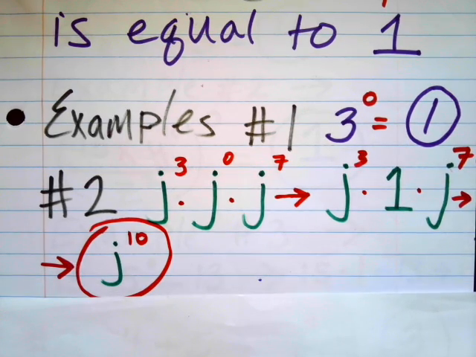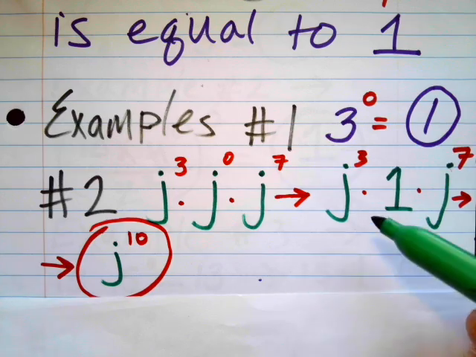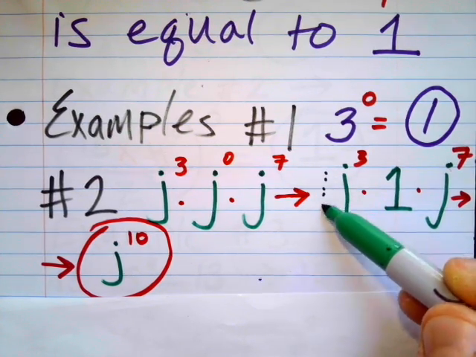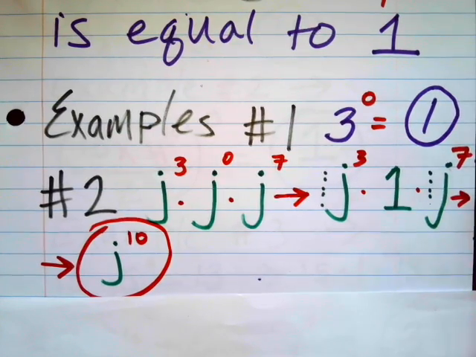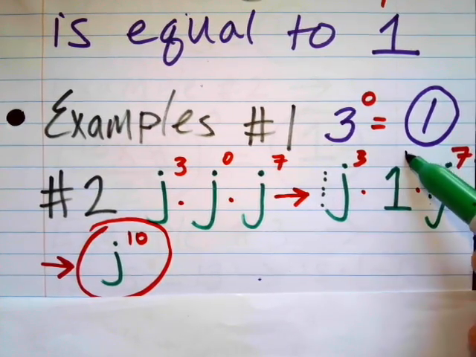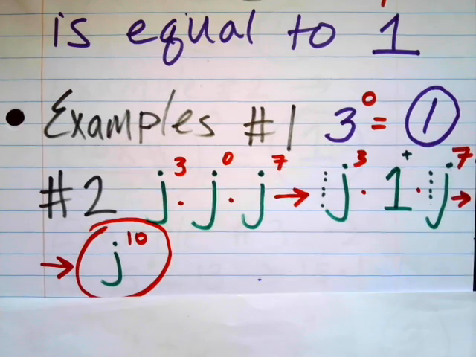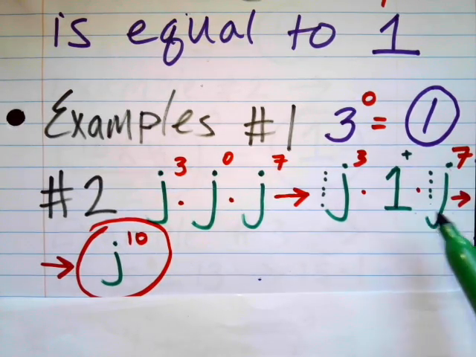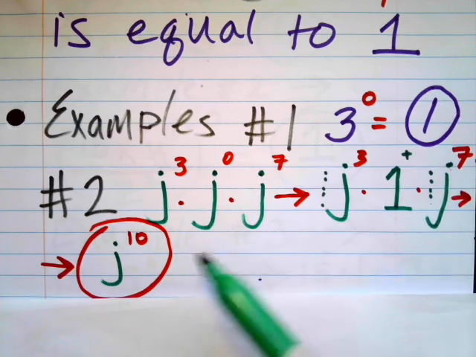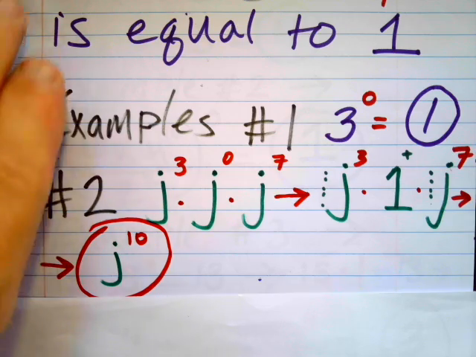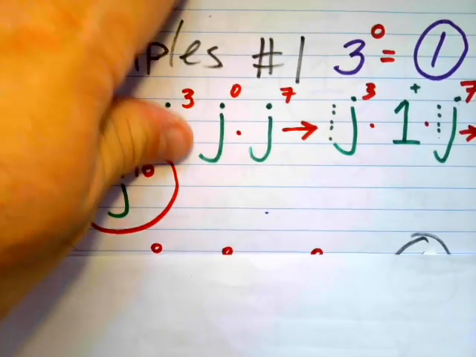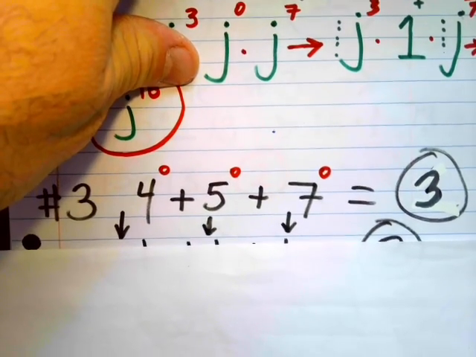Let's move forward here. So simply put, I have j to the third power times 1 times j raised to the 7th power. And remember, when you multiply, you add those exponents. So 1 times 1 times 1 is 1, j, and 7 plus 3 is to the 10th power. So it's really that simple. If you need some review multiplying with exponents, I have placed a handful of videos for you. Go ahead and check those out.